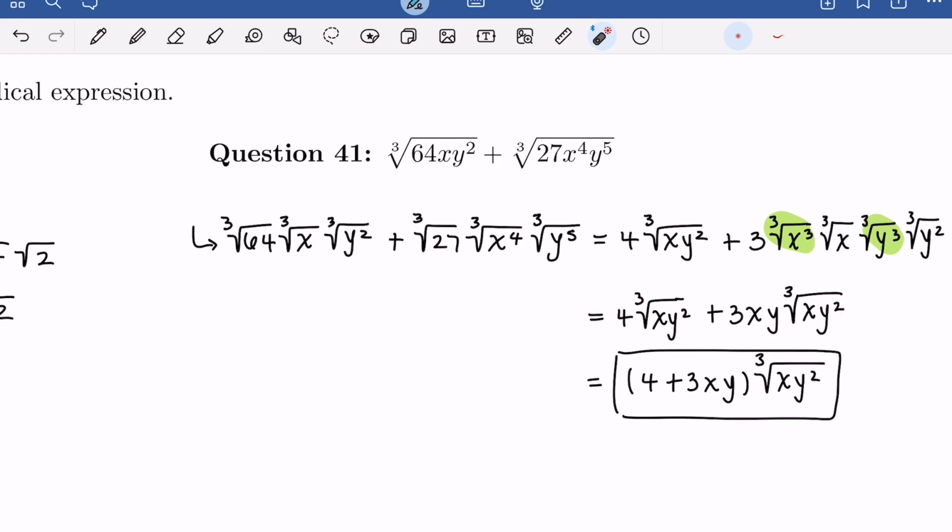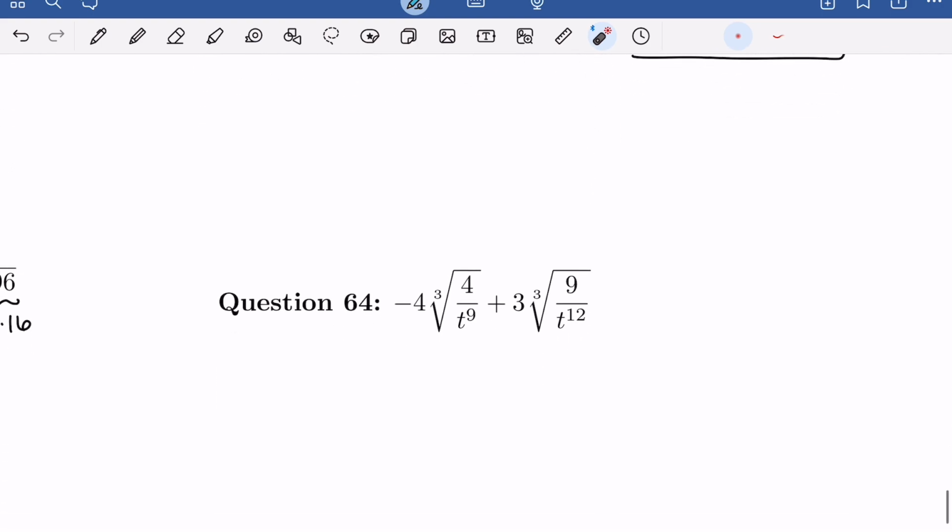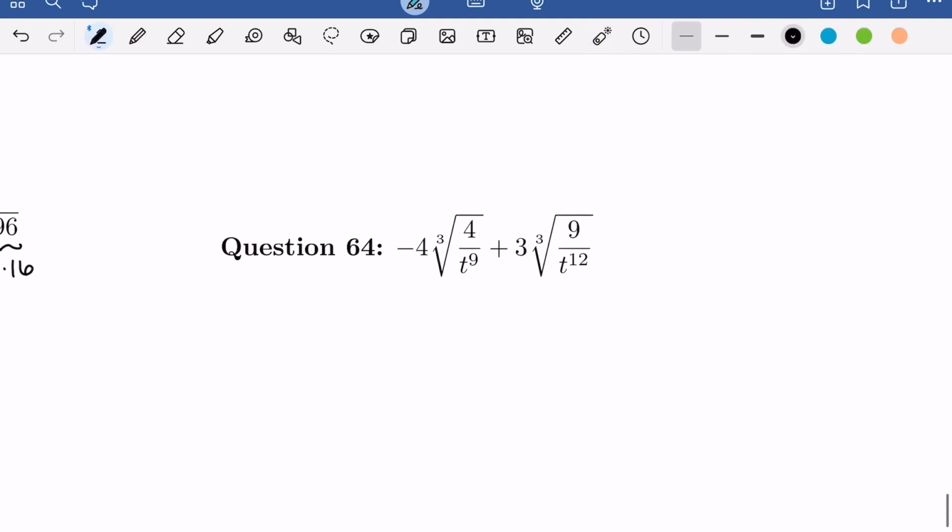All right, so let's look at our last example here. Question 64. We're going to be adding these two radical expressions here. Now, just like in the last example we saw, we can actually simplify these guys a little further. So let's do that here. We have this minus 4 out front, and for this first guy here, we're taking the third root of 4, and then the third root of t raised to the 9th power.